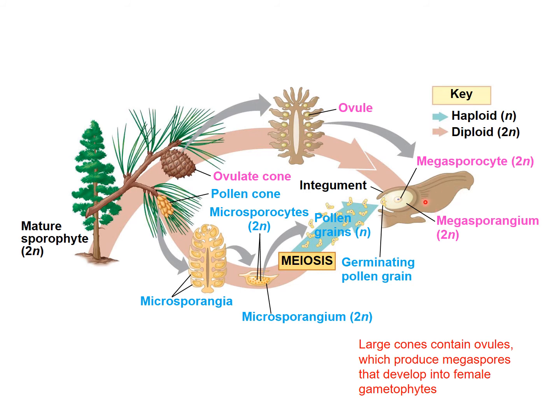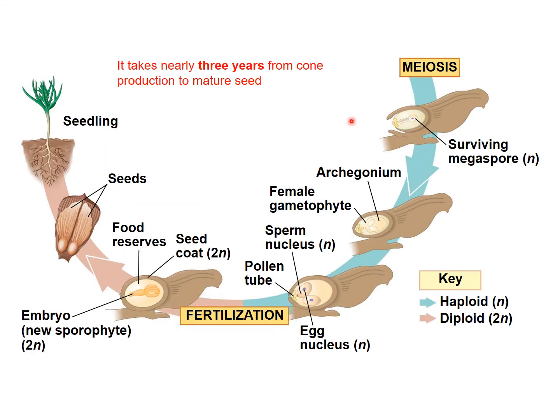Now, this is the megasporocyte, which is in each of the ovules in the ovulate cone, surrounded by the megasporangium. And again, this is all part of the sporophyte, so this is the sporophyte stage, it's diploid. However, the megasporocyte is going to undergo meiosis to eventually produce one surviving megaspore, which will basically be the egg.